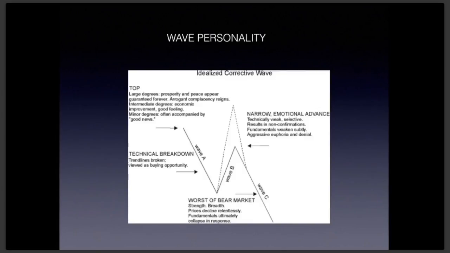They start to see some paper profit when the market rebounds in wave B, but the markets are technically weak. Selective results show non-confirmations and fundamentals weaken subtly, and this is where most of the investors get trapped. With this rebound in wave B, if you do not sell off your investments, the markets could drop into wave C, which will be a worse bear market.